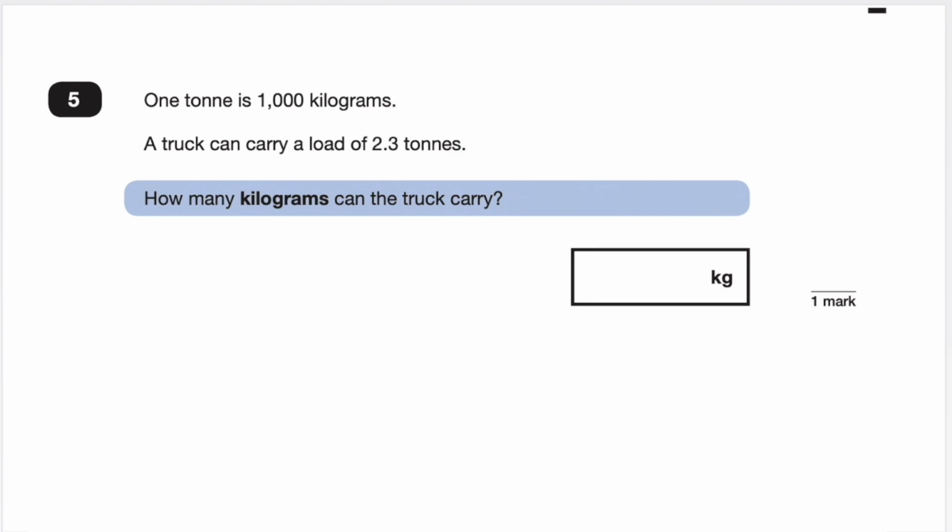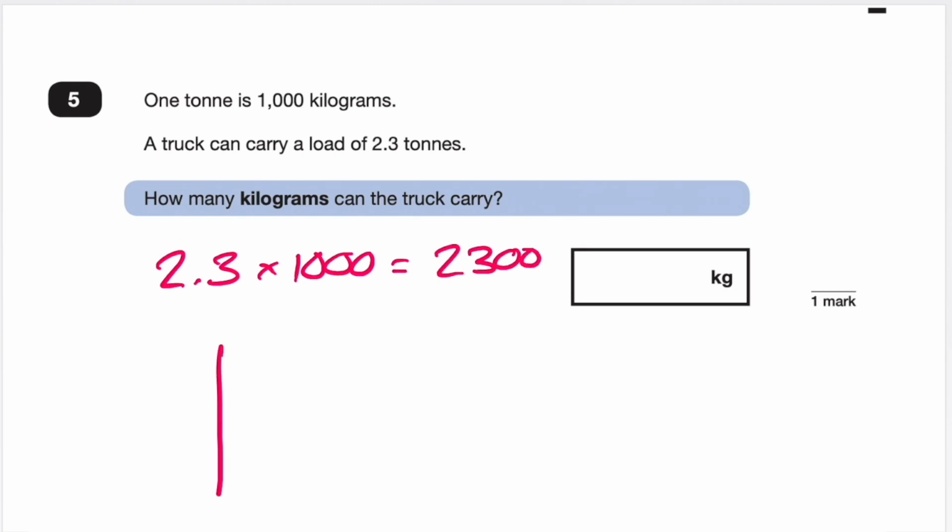So they've actually given us the conversion here. A truck can carry a load of 2.3 tons. How many kilograms can the truck carry? Okay, so we can use some place value knowledge and draw out a place value chart, or we can just do 2.3 times 1,000 in our heads, which is going to be 2,300.